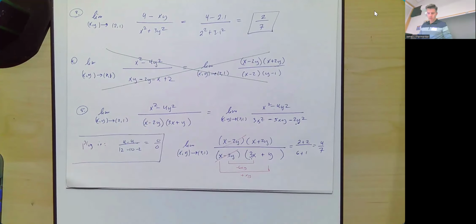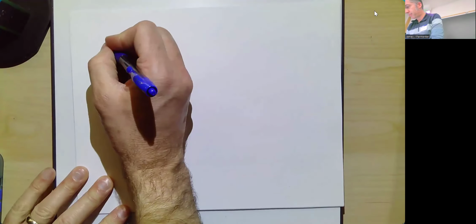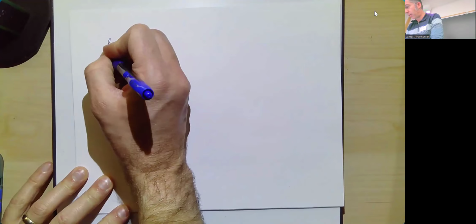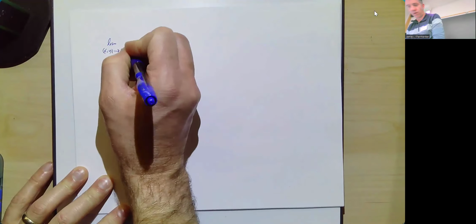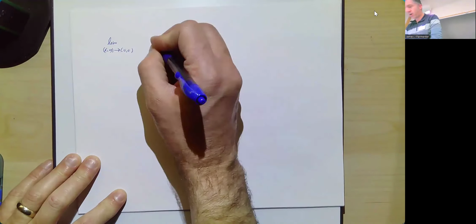But honestly, if you're faced with a limit problem on your exam, it'll probably be one where you're approaching 0 over 0. So for example, you might have something like the limit as x, y approaches 0, 0 of 6x cubed y over 2x to the fourth plus y to the fourth.